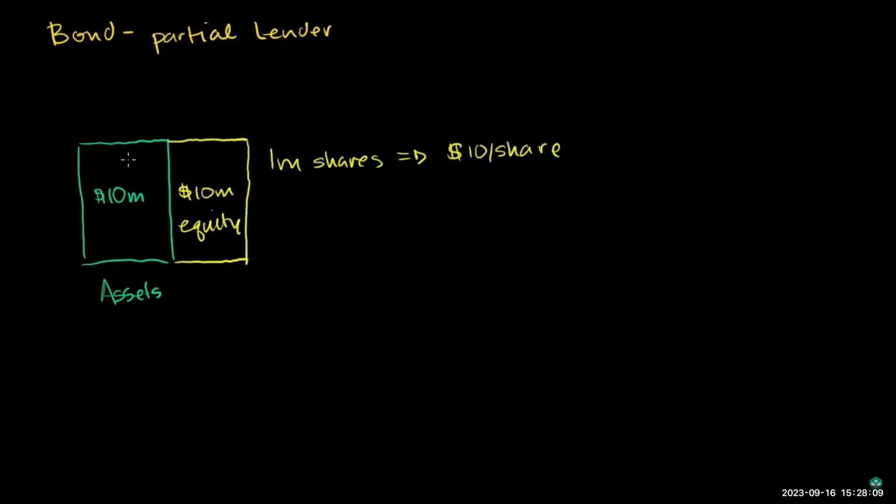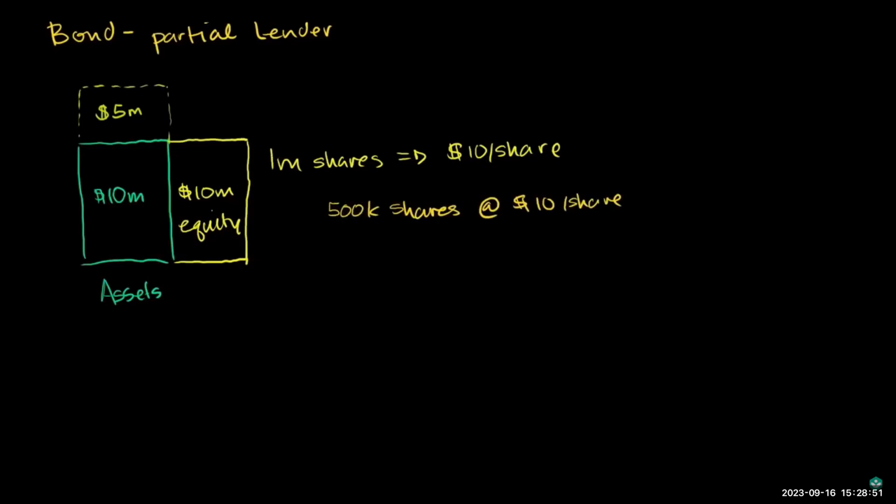Now let's say this company is doing really well and it wants to expand. It wants to increase its assets by $5 million so it can go out and buy a $5 million factory. And the question is, how does it finance it? Well, one way is that they could just issue more equity. If they're able to get a price of $10 per share, they could issue another 500,000 shares at $10 per share, and that would produce $5 million.